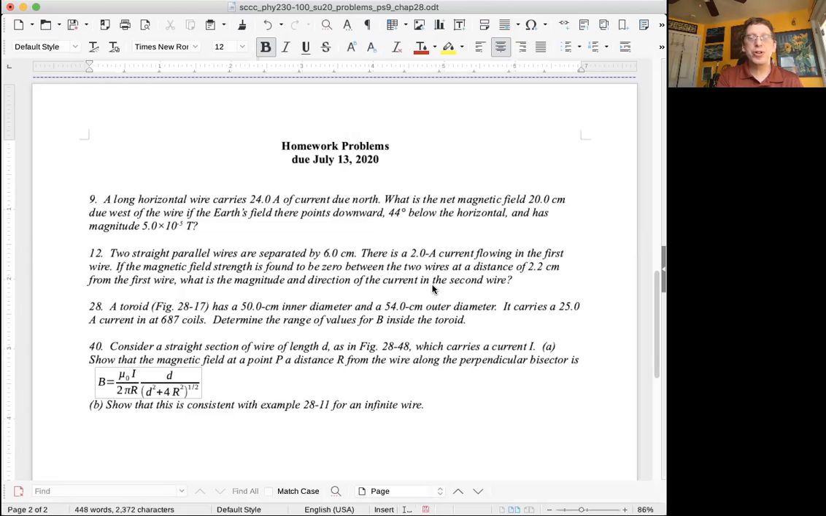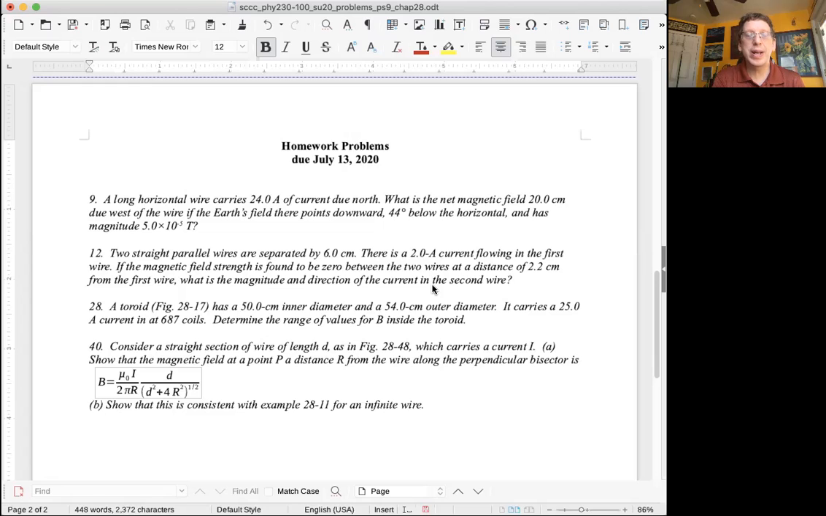Then we go to number 12. Two straight parallel wires are separated by 6.0 centimeters. There is a 2 amp current flowing in the first wire. The magnetic field strength is found to be 0 between the two wires at a distance of 2.0 centimeters from the first wire. What is the magnitude and direction of the current in the second wire? So there's a point in between the wires where the magnetic fields due to the wires cancel each other out. And from that, you should be able to figure out the magnitude and direction of the current in the second wire.